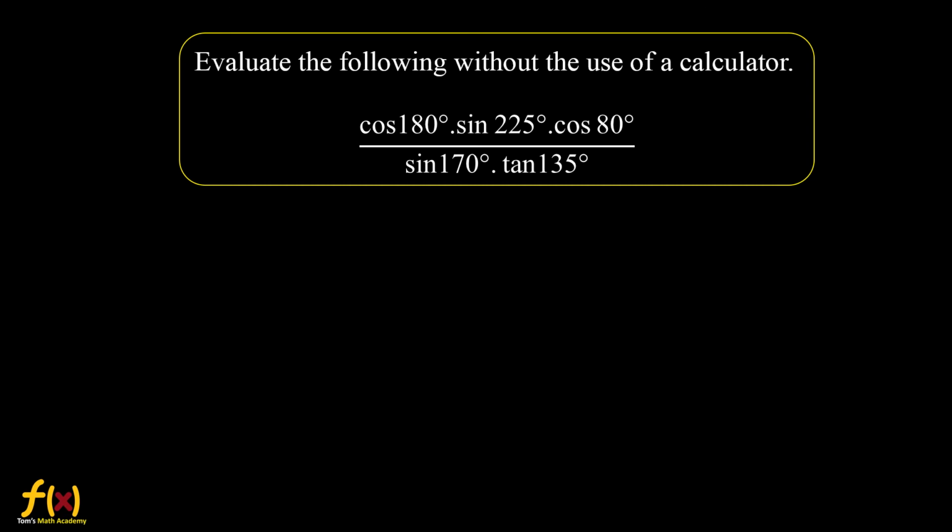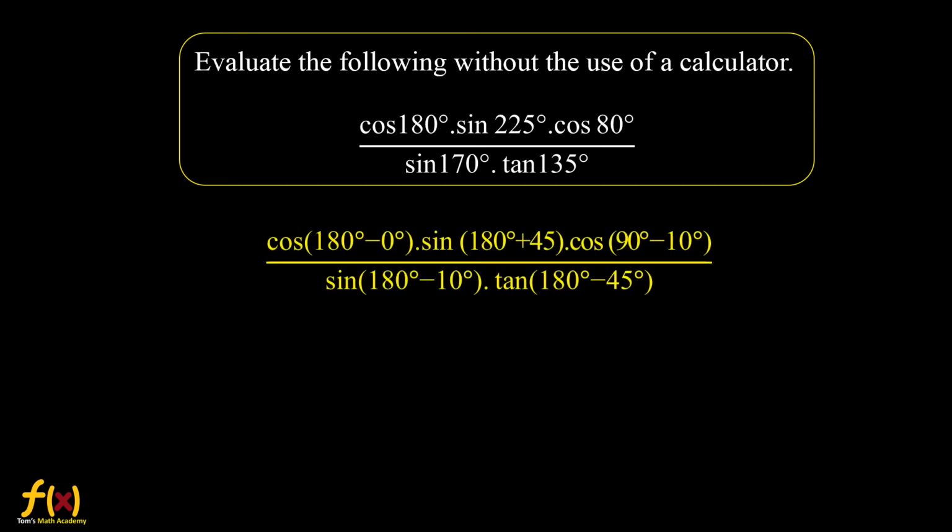So let us start now. Cos 180, how do we manage? We cannot use the calculator and write minus 1 there. We are not allowed to use the calculator. So 180, you can change it as 180 minus 0 or 180 plus 0. So we get 180 minus 0 here, 225 is 180 plus 45, 80 we change to 90 minus 10. Denominator, sine 170 is 180 minus 10. Look at that, the 10 is appearing there. And 135 is 180 minus 45.